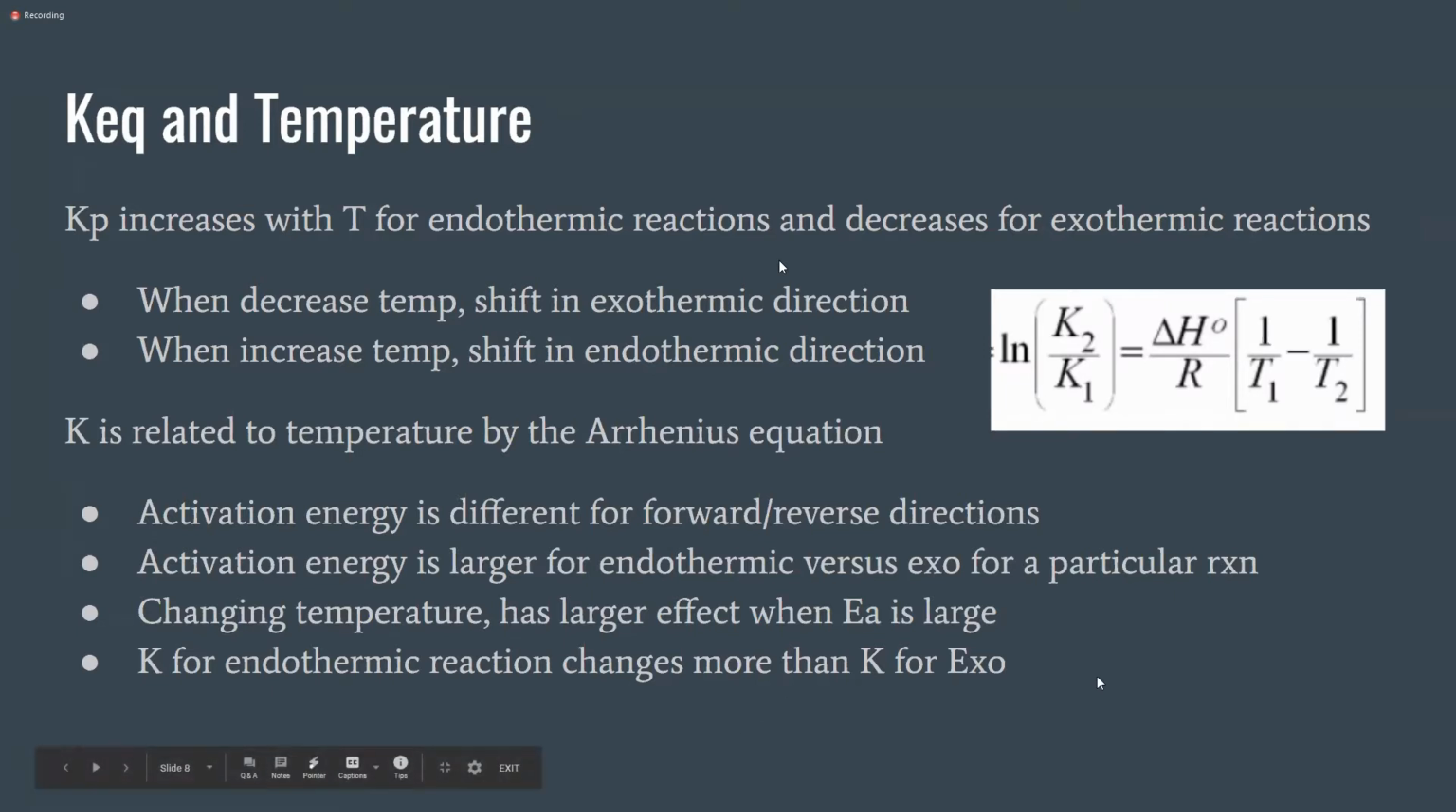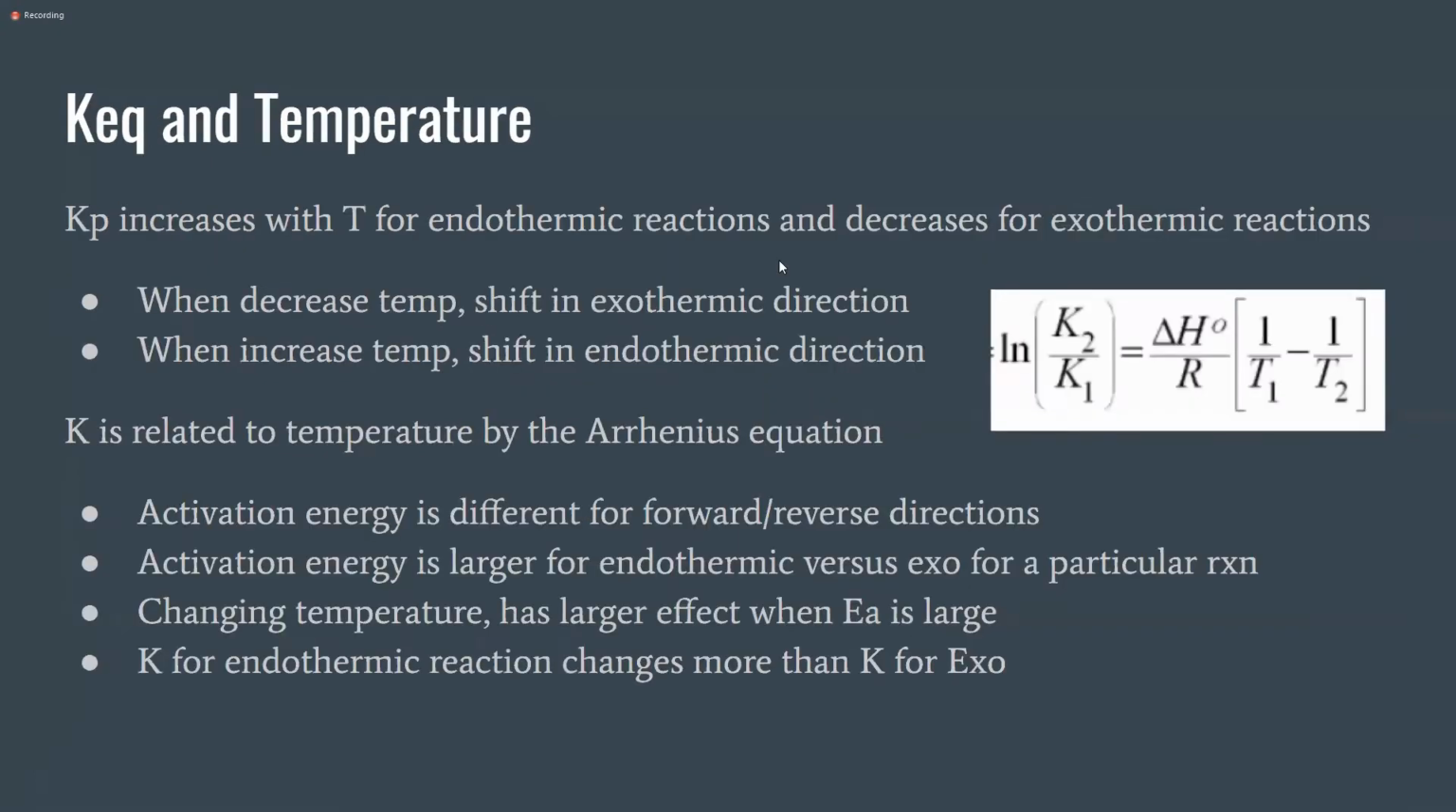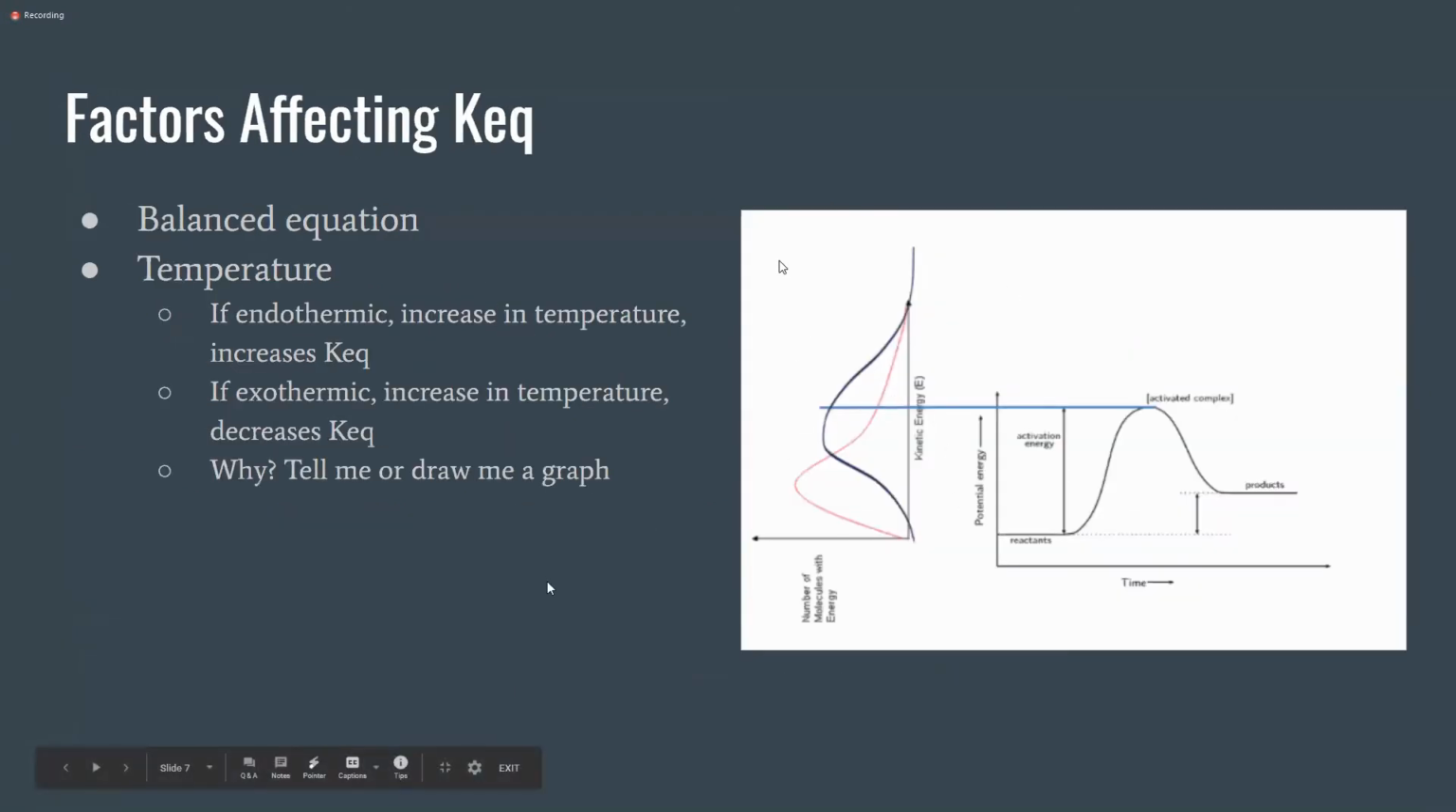Changing the temperature has a larger effect when activation energy is large. We saw it in this graph where our activation energy is at the far end. When you don't have enough molecules that already have that activation energy, there's a bigger change when you change the temperature. And the K for an endothermic reaction changes more than the K for an exothermic reaction. Again, we saw it in this graph, where we saw the difference between having only a small number of molecules that already have enough energy versus already having enough molecules that have the activation energy.